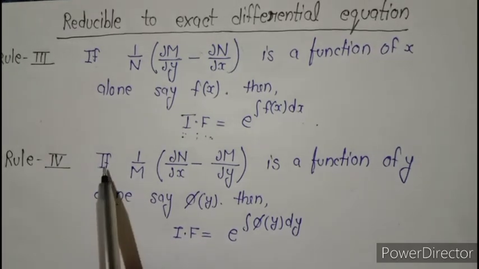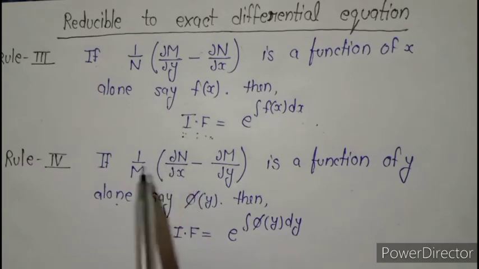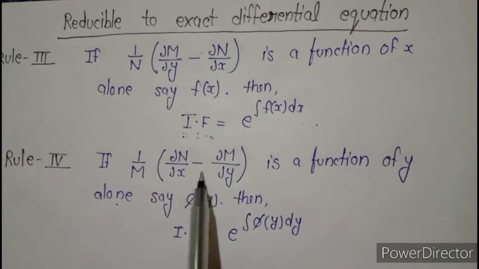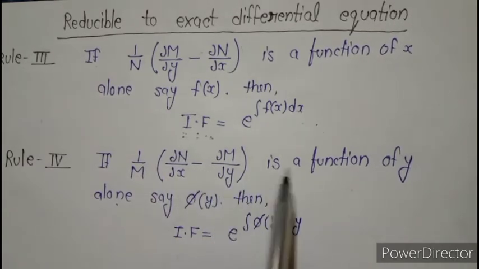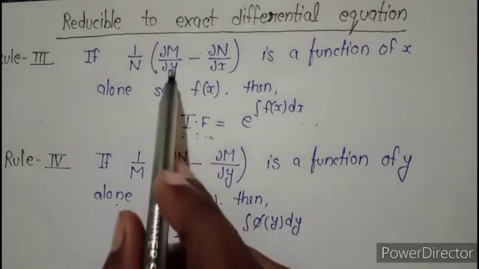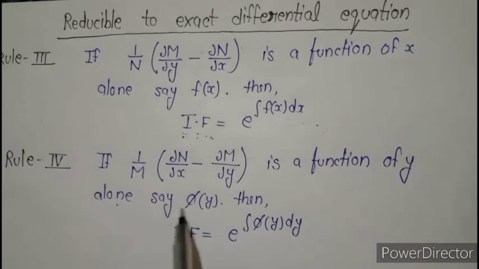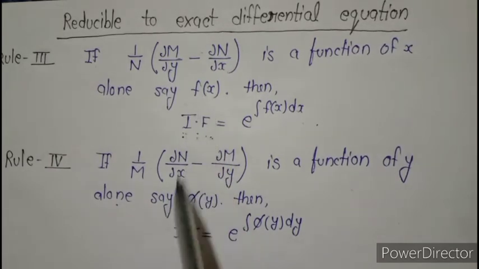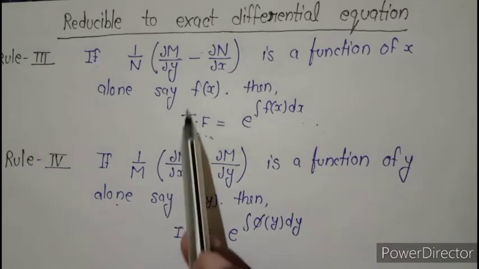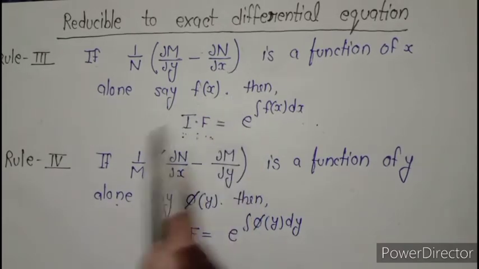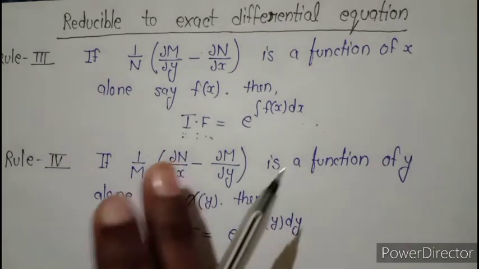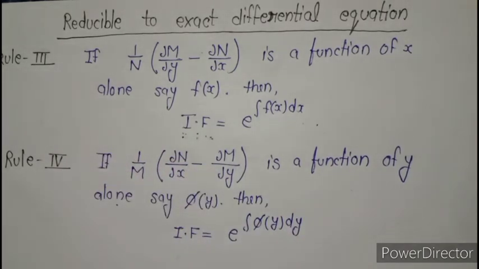It says that if 1 upon M times (dN/dx minus dM/dy) is a function of y alone, you can see it is just the reverse of this. And if it is a function of y alone, then we call this function f(y), and in that case the integrating factor will be e raised to power integral of f(y) dy. Both methods are similar, but there is some distinction that you can understand easily. I will take examples for both the rules so you can understand it easily.